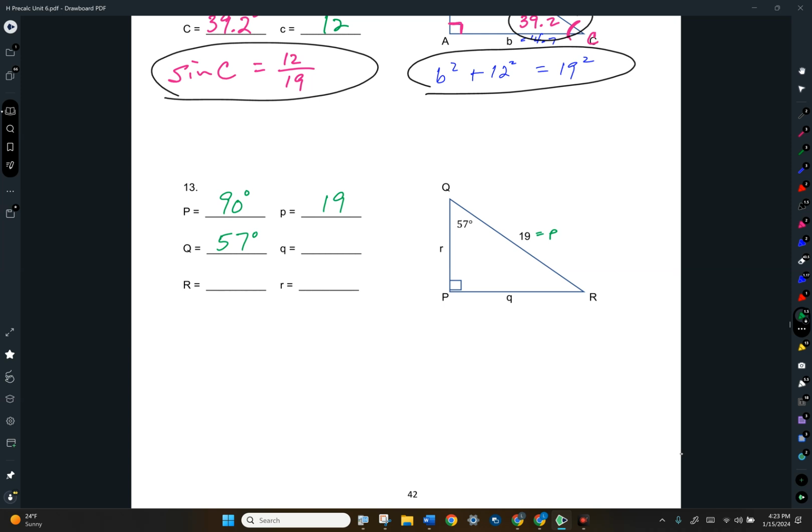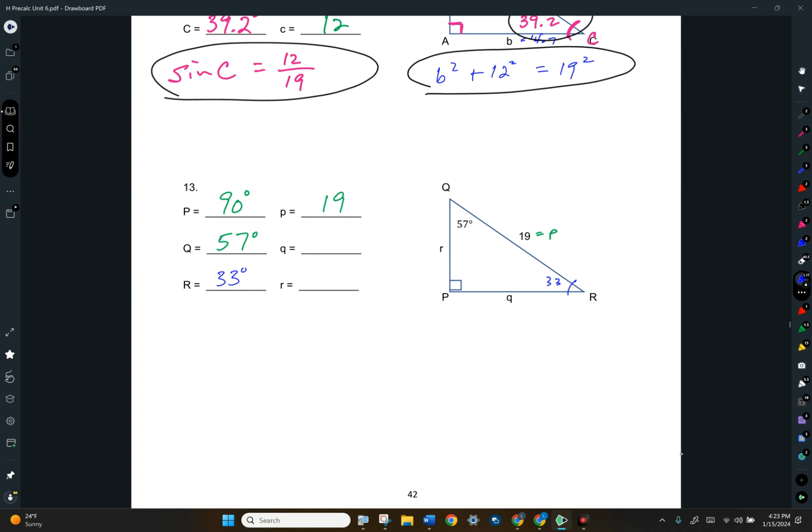Okay. Well, to me, in this case, it would be easier, first of all, to find your angle, right? Because I'm only missing the one angle. So if I subtract 57 from 90, let's see, what's that going to be? 33. So angle R is going to be 33 degrees. And so now I know all the angles.